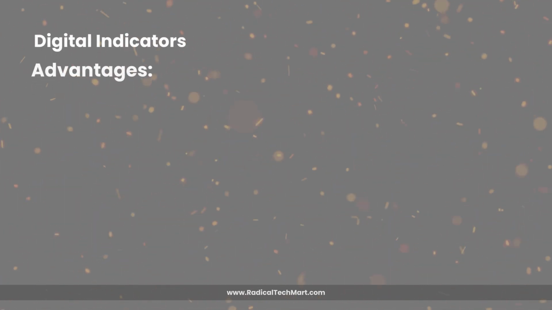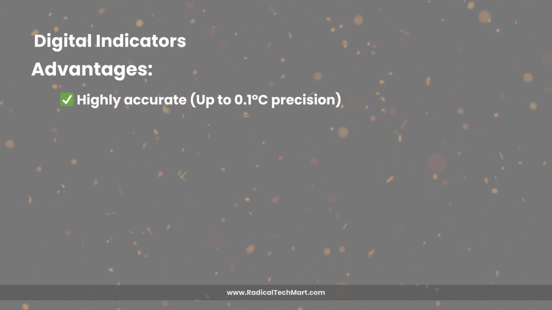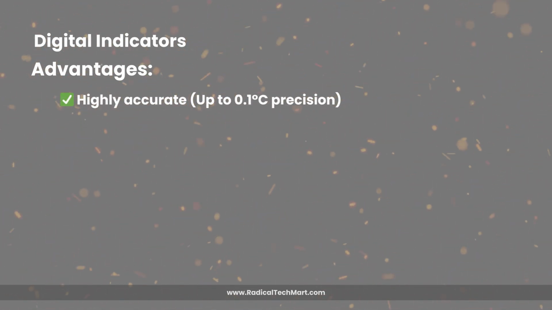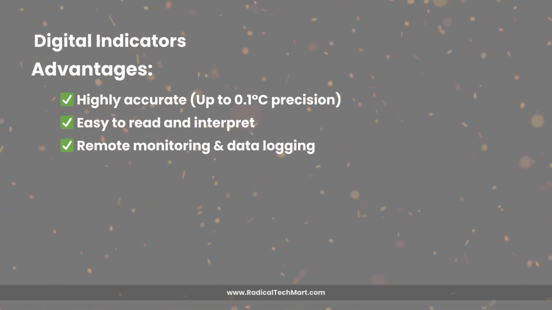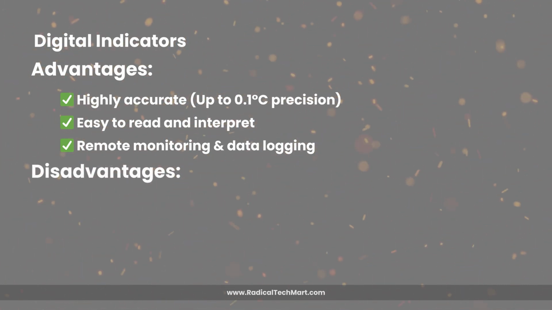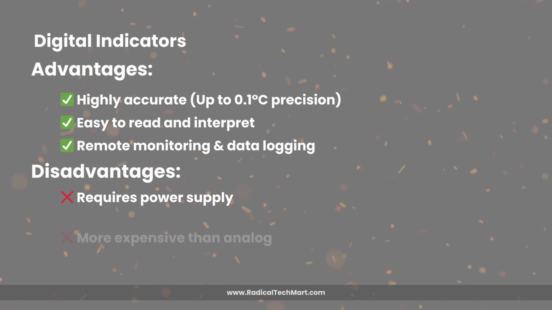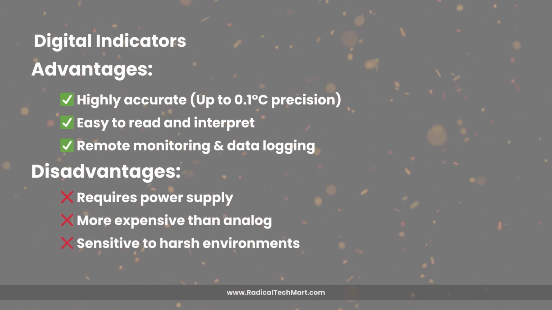Now let's go through some advantages of digital indicators. They are highly accurate, up to 0.1 degrees Celsius precision. It is also easy to read and interpret. Also, remote monitoring and data logging is possible with this. Their main disadvantages are: they require a power supply, are more expensive than analog ones, and are sensitive to harsh environments.